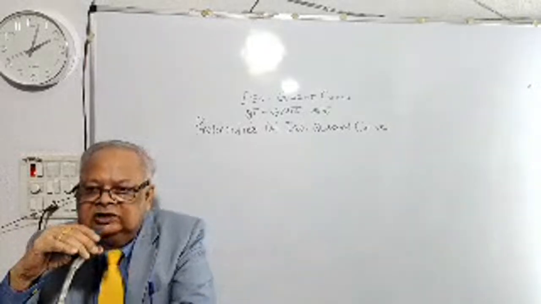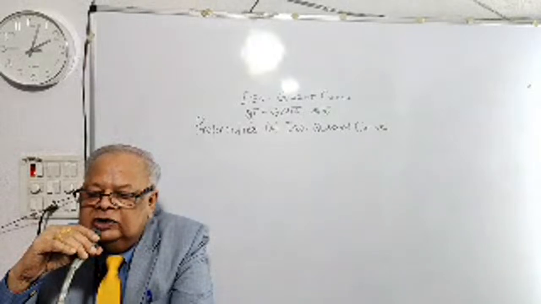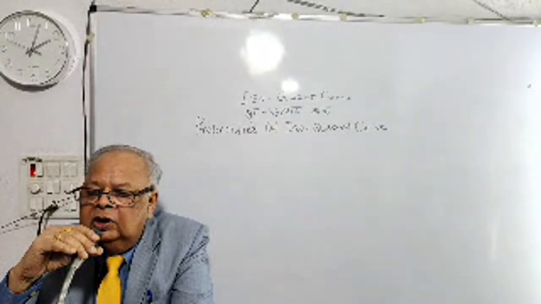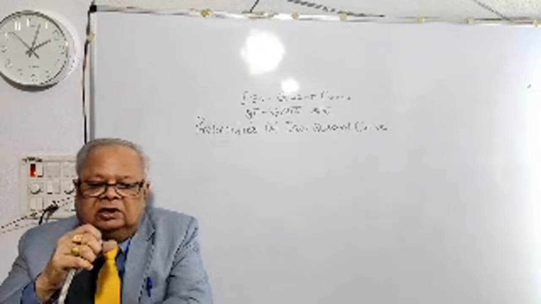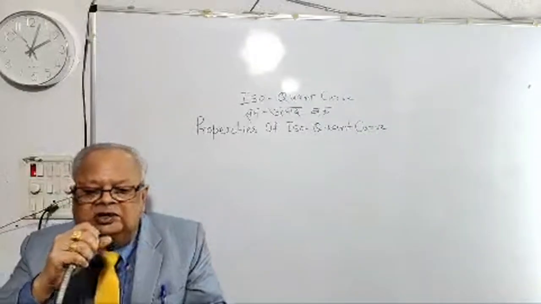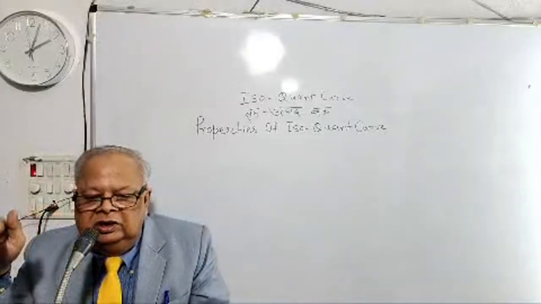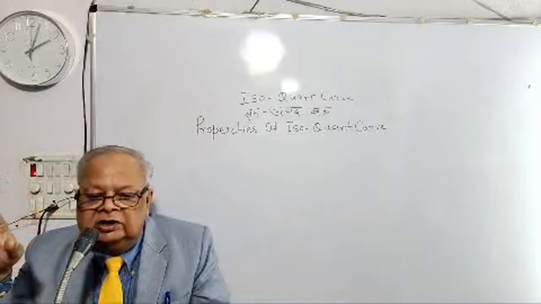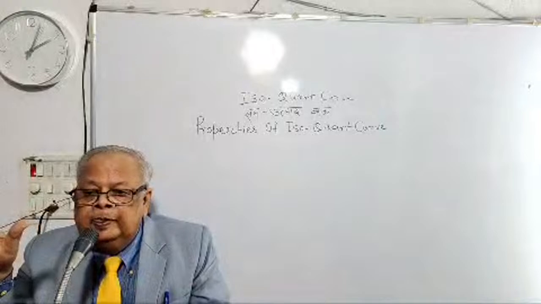Today we are discussing properties of isoquant. Isoquant curve. What is isoquant? Iso means equal. Quant means quantity. So equal quantity curve is isoquant. Equal product curve is isoquant.